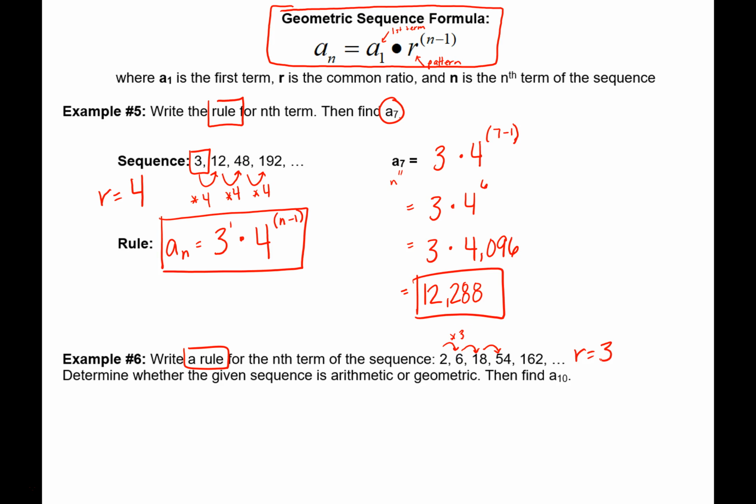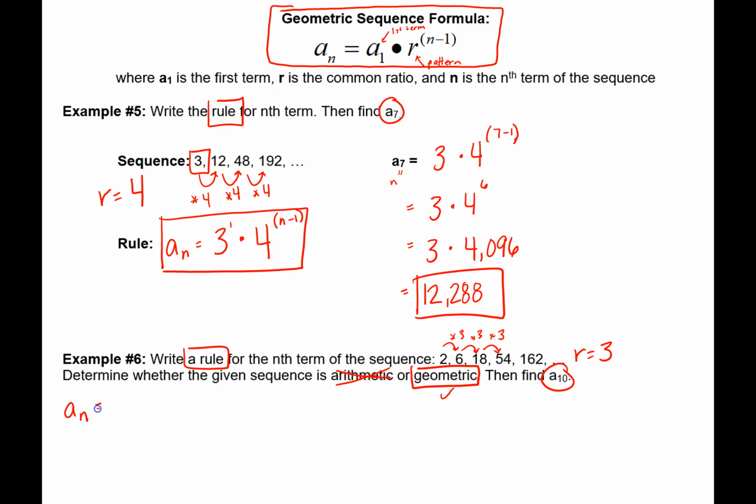And then we're going to determine whether the given sequence is arithmetic or geometric. Well, we just answered that, right? Because how did we get from 2 to 6? We multiplied by 3, and we kept multiplying by 3, and that worked for the whole list. So that means this one's geometric. It is not arithmetic because we're not adding by something. And then we also need to find a sub 10. So we've answered the geometric question about the type of sequence. Now let's write our rule.